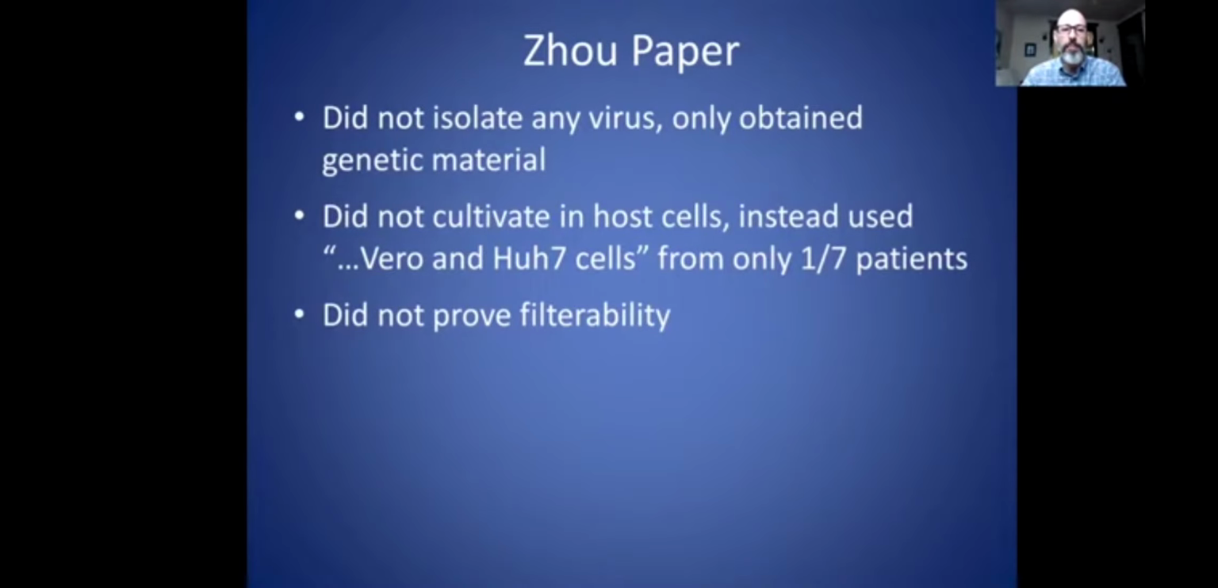So the Zhao paper, they didn't isolate any virus. Once again, they obtained genetic material as described in the previous procedure. Number two, they did not cultivate in host cells. They used, once again, Vero cells and this other HUH7 cells, but they only did this in 1 out of the 7 patients, and they did not prove filterability.